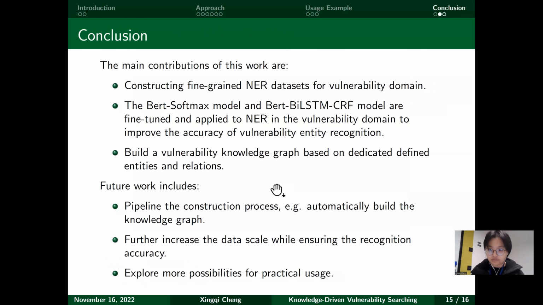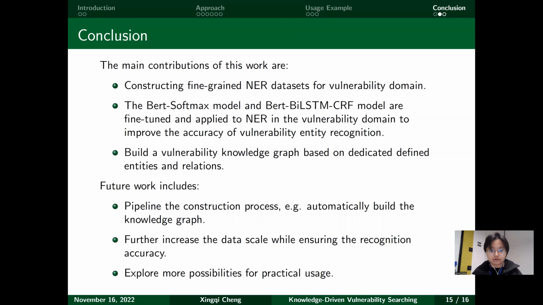The conclusion is the contribution of our work. We construct a NER task dedicated to the vulnerability domain. Second, we apply two models on the unstructured text, compare each model's performance, and choose one for prediction. And we build a vulnerability knowledge graph based on this.